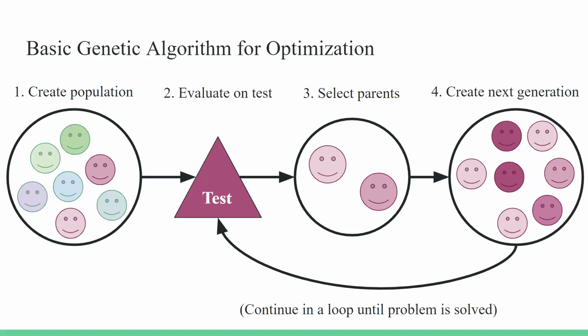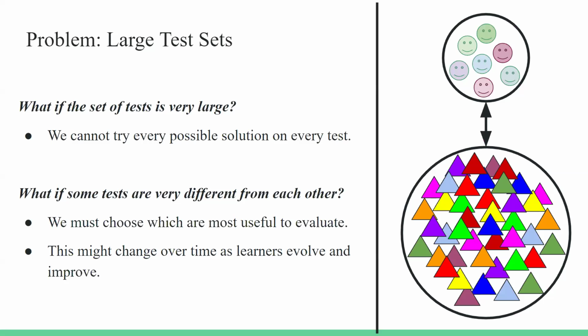Most of us are probably familiar with the basic genetic algorithm, which can be deployed for optimization purposes, where we start with some initial population. We have some test or objective function, which we might be trying to maximize or minimize. Based on the performance of that population on that test, we select new parents or members to persist to the next generation. We create that next generation, and then we continue in a loop until our problem is solved or approximately solved.